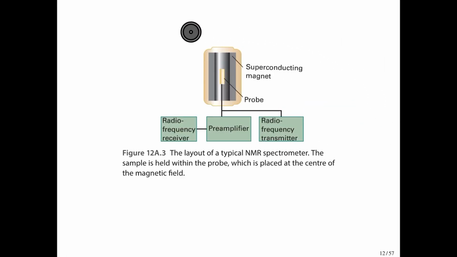Here is a pictorial diagram. So you have some superconducting magnet. There's a little space for you to pop down a liquid sample in a test tube that spins around inside the magnet, and then you bombard the sample with radio waves, and then you can detect the radio waves coming out and determine where the absorptions occurred.